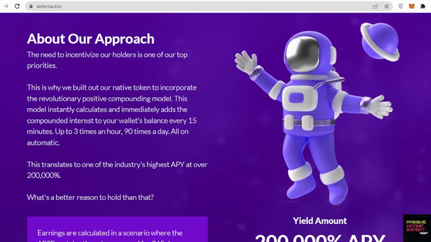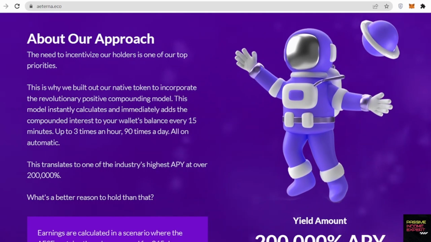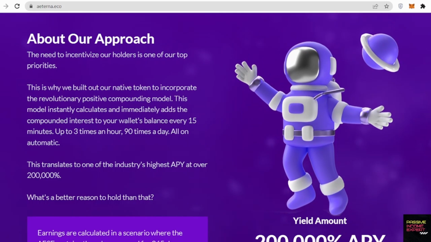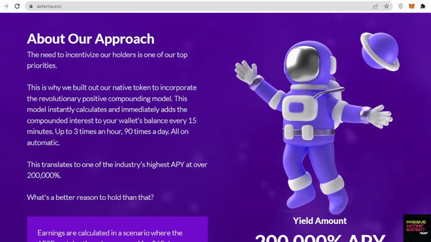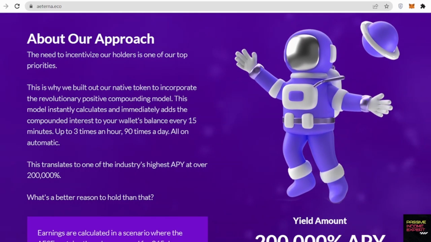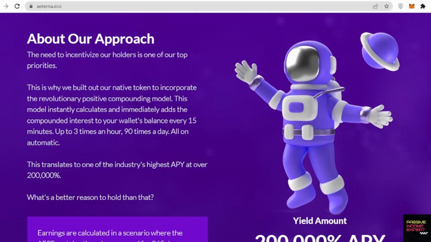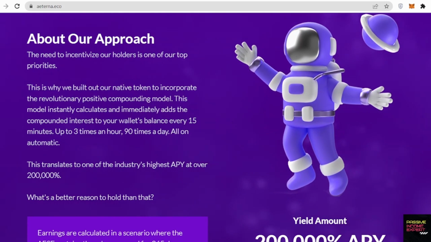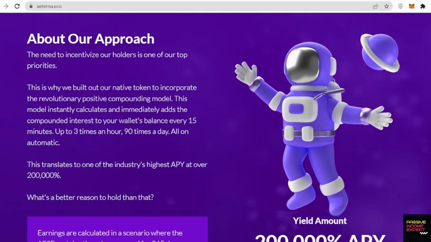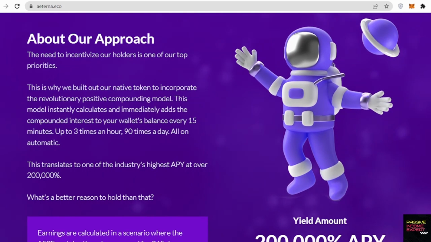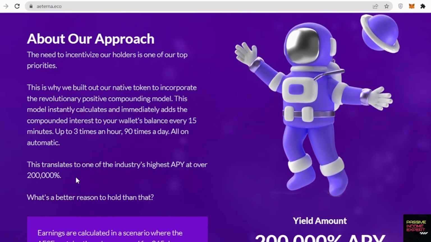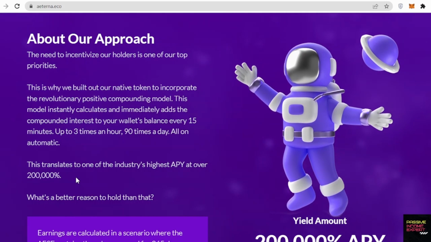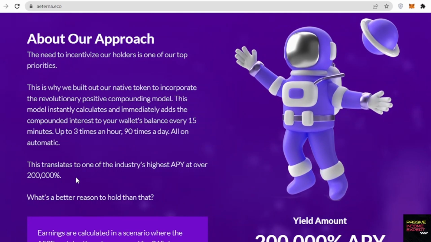The need to incentivize our holders is one of our top priorities. This is why we built out our native token to incorporate the revolutionary positive compounding model. This model instantly calculates and immediately adds the compounding interest to your wallet balance every 15 minutes. So up to 4 times an hour, like 96 times a day, all on automatic. So you won't be charged anything, with one of the industry's highest APY at over 200,000%. This is going to be one of the highest APYs in terms of crypto projects.